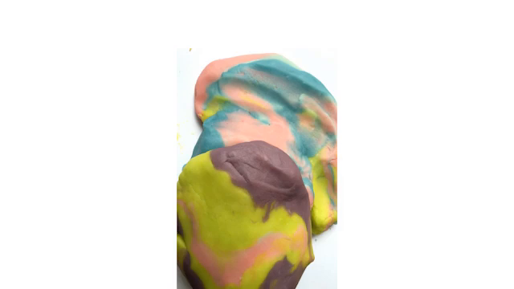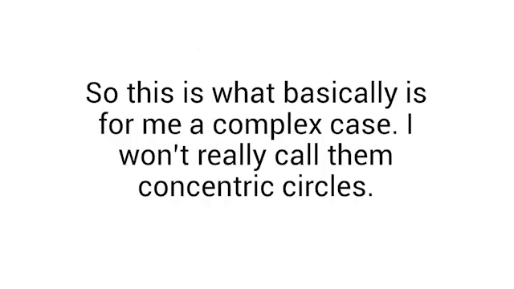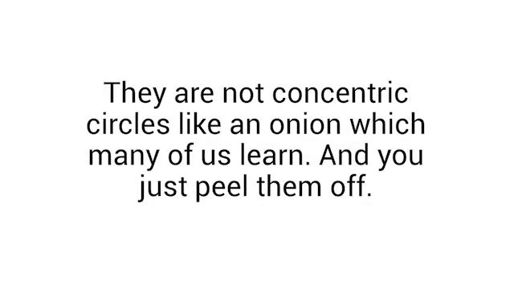And we have one big ball of Play-Doh, which is different colors, and you cannot find one color separated from the other. And the core is embedded really down deep there, which you cannot see. So this is basically what for me is a complex case. So I won't really call them concentric circles. They are not concentric circles like an onion, which many of us learn, and you just peel them off.